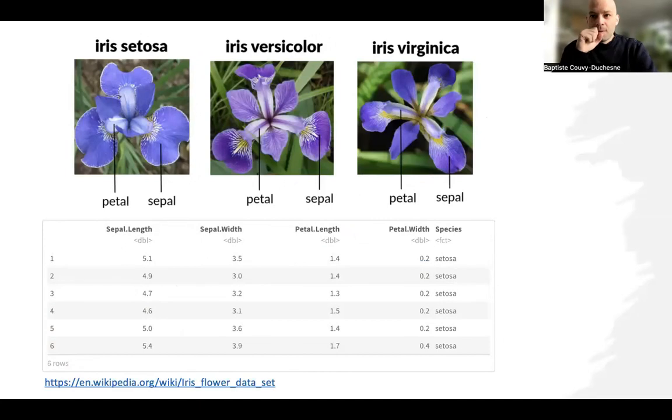I'll start with a short introduction of the data set that I'll be using as a toy example. It's the iris flower dataset, and it contains 150 observations of different irises, for which we have sepal and petal length and width, and then we have the species collected.